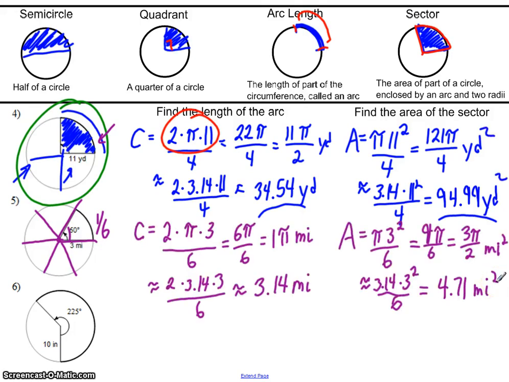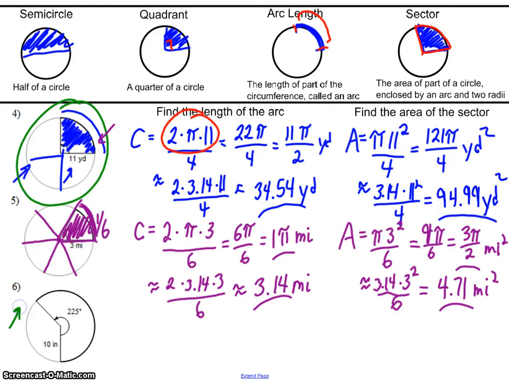And we have that the arc length of that 60-degree arc is either 1 pi or 3.14 miles, and the area of that sector is either 3 pi over 2 or 4.71 square miles.